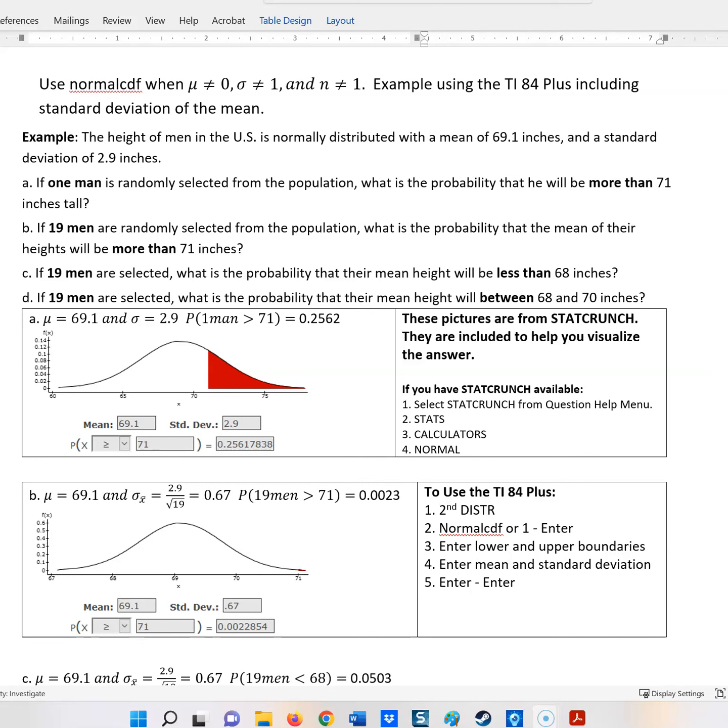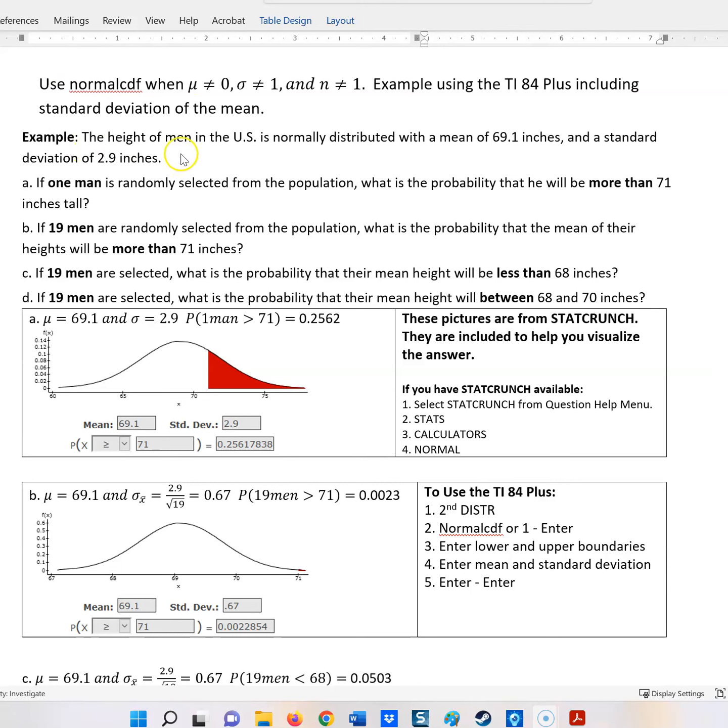Hi, it's Carly McAvoy. I want to explain a problem where you're not just talking about one person, but many people, and how that uses the standard deviation of the mean, and also using your TI-84 calculator when your mean is not 0, your standard deviation is not 1, and your n isn't 1. It works the same way, but I want to show you an example with that.